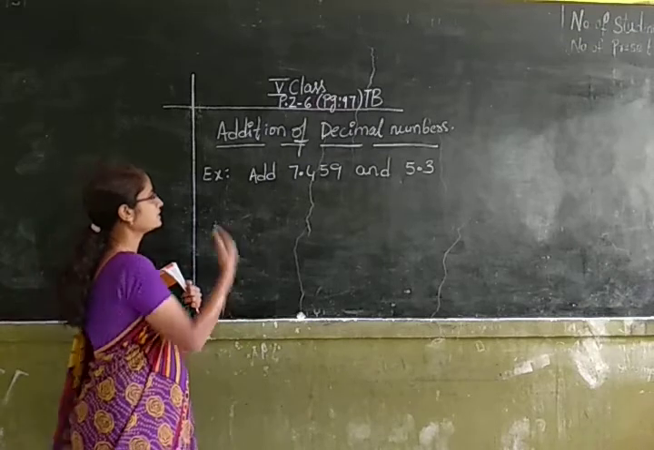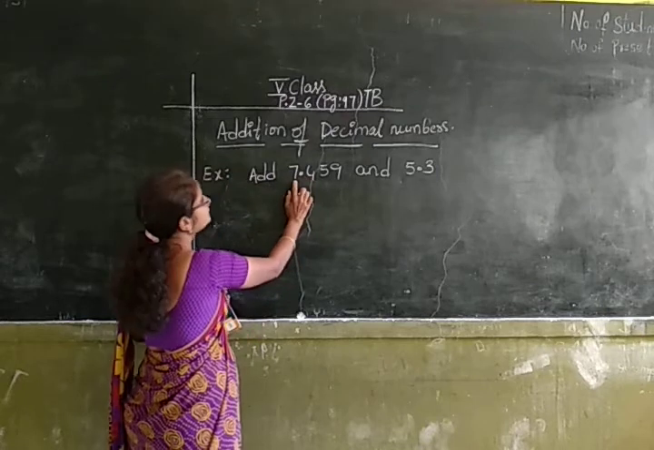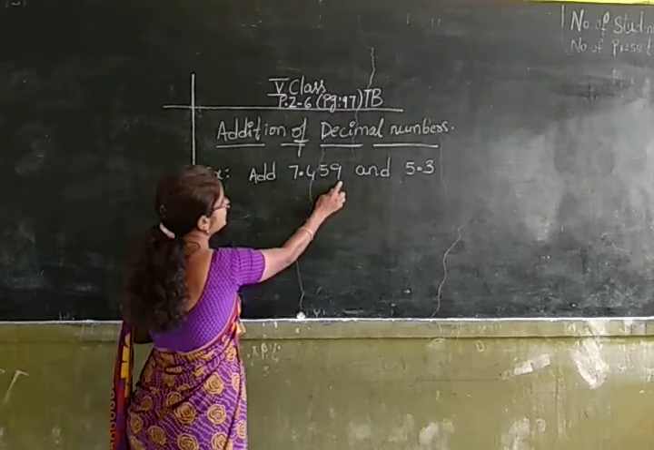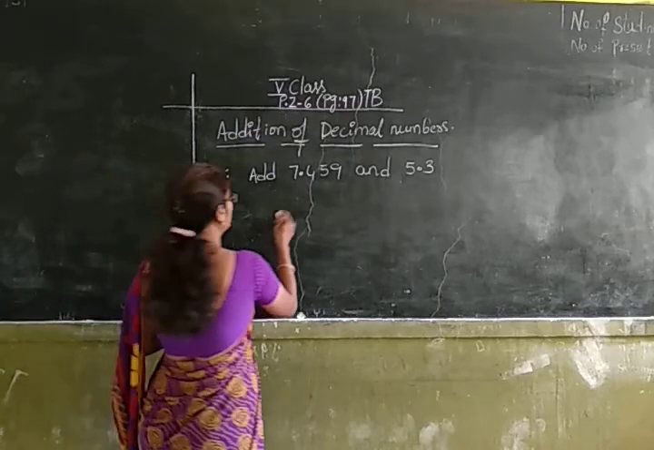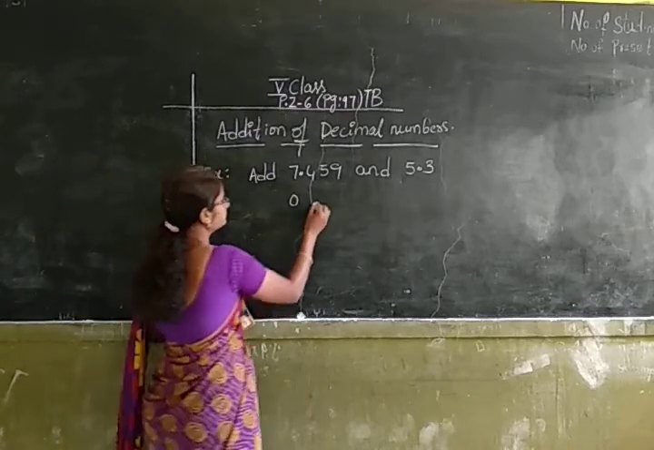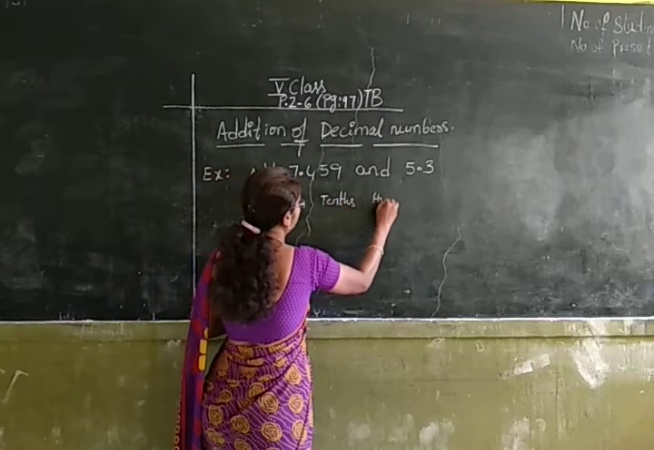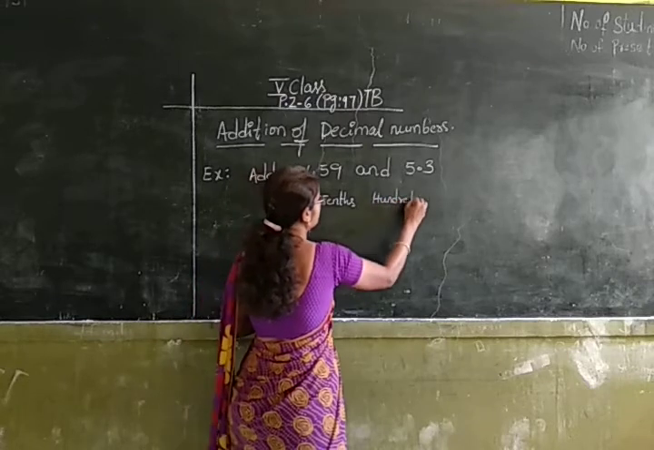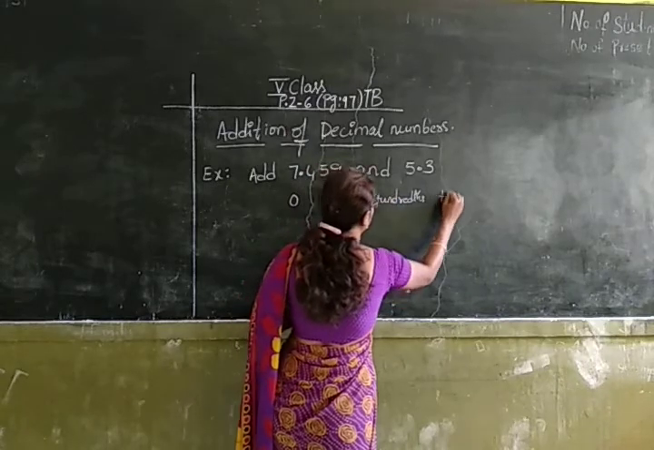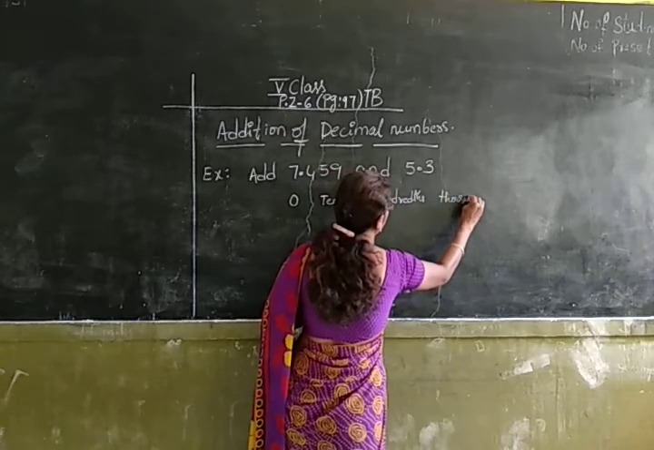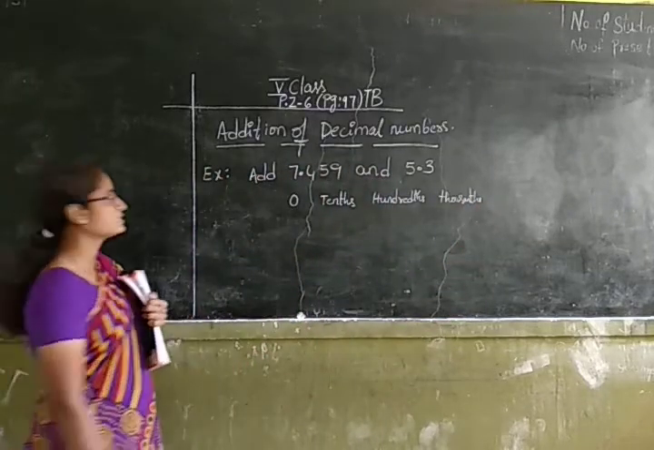Okay, children? First let us write down the places. Here ones, tens, hundreds, thousands. So the number is ending with thousands. So let us write down the places. Ones, tens, hundreds, thousands. So after writing the places, let us arrange the numbers in columns.